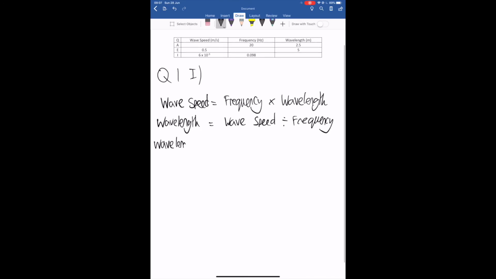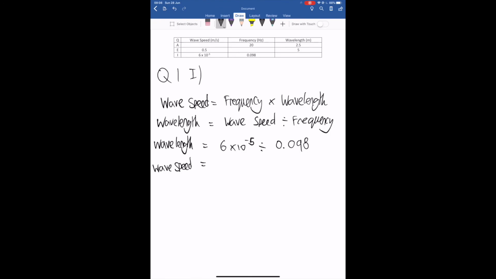We can then go to our table and find the information in the table. And what you can see there is that the information is in standard form. So again, if you're not sure on how to enter numbers into standard form on your calculator, have a look at my work through example on the PowerPoint. So 6 times 10 to the minus 5 divided by 0.098.